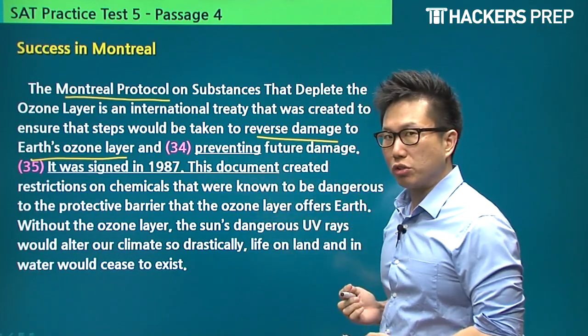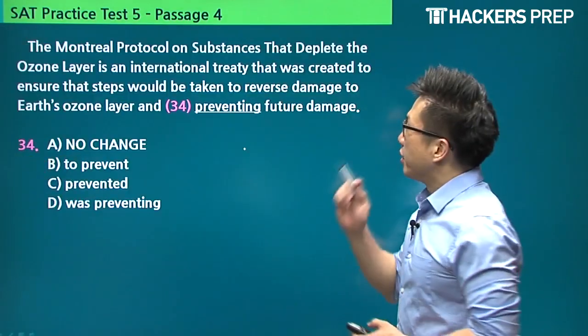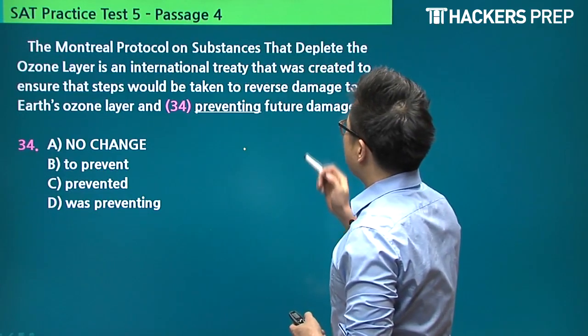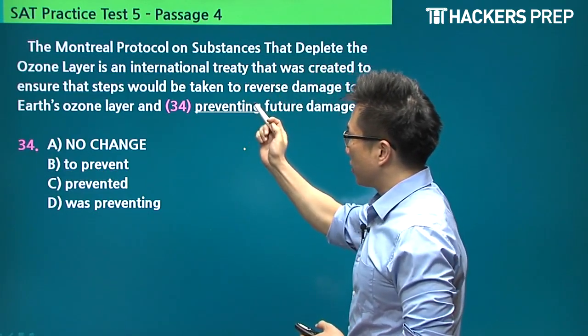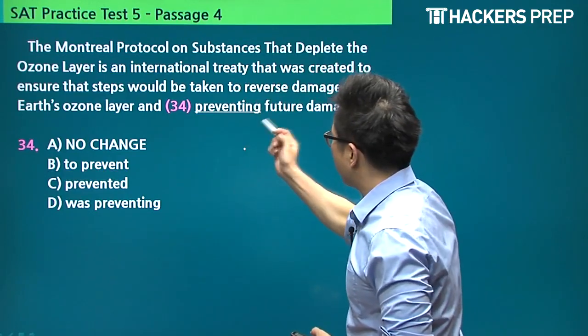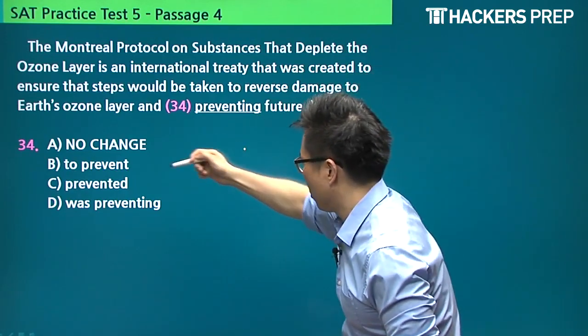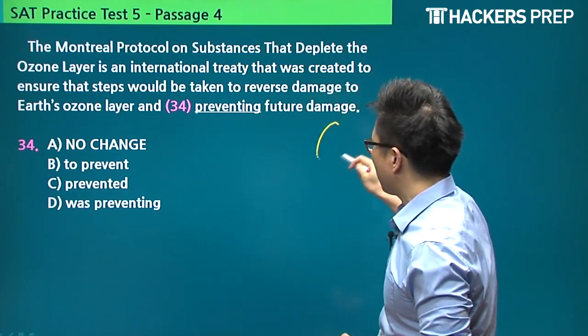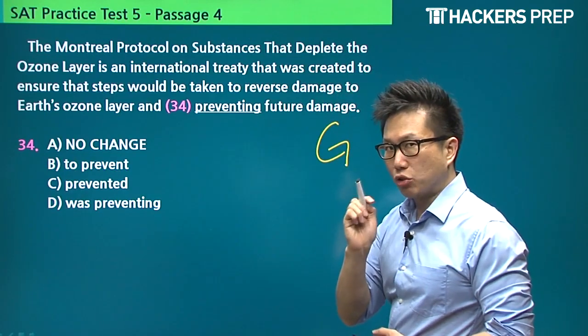Now let's look at the questions. Let's take a look at 34. The Montreal Protocol on Substances That Deplete the Ozone Layer is an international treaty that was created to ensure that steps will be taken to reverse damage to the Earth's ozone layer and preventing future damage. If you look at the answer choices, there are words with differing forms. So this is a grammar question. Now, let's consider the original answer choice.